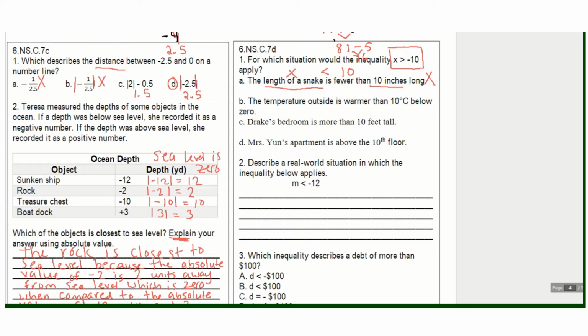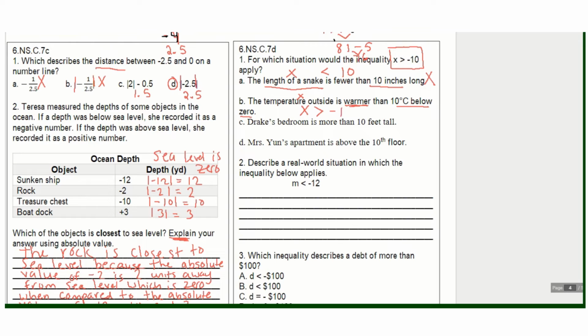The next one, the temperature outside is warmer than 10 degrees below 0. So the temperature outside, our value for x, is going to be the temperature. So x is the temperature outside, must be warmer, and warmer is going to be greater than 10 degrees below sea level, below 0, 10 degrees below 0.